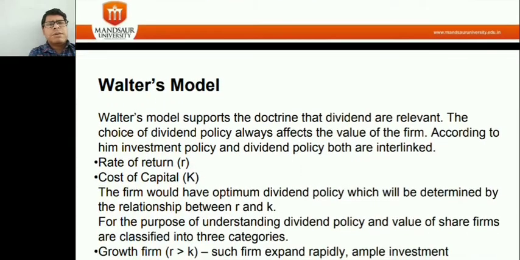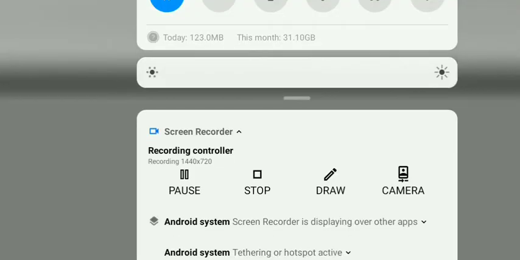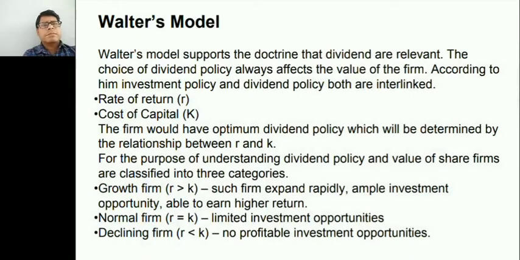There are two models. One is the Walter model. Walter model always supports that dividends are relevant and the choice of dividend policy always affects the value of the firm. According to him, investment policy and dividend policy both are interlinked. So when we talk about the Walter model, there are two most important things, that is rate of return and cost of capital. Rate of return is shown by R and cost of capital is shown by K.